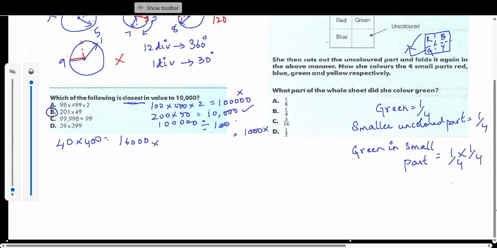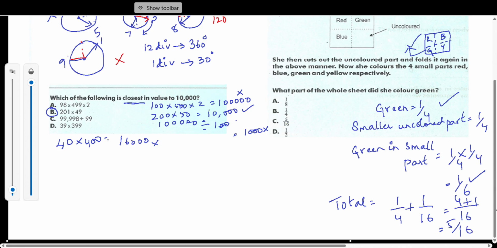1/4. Of in mathematics is a multiplication. 1/16. So here we have a 1/4. Here we have a 1/16. The total should just be the sum of the two. Taking LCM, 5/16 is the correct answer.